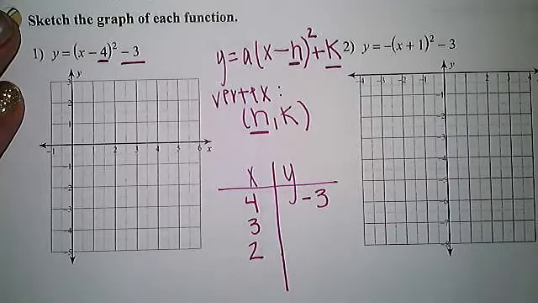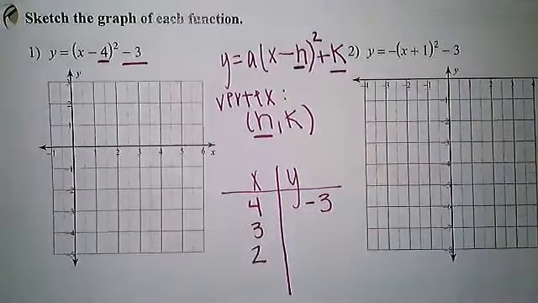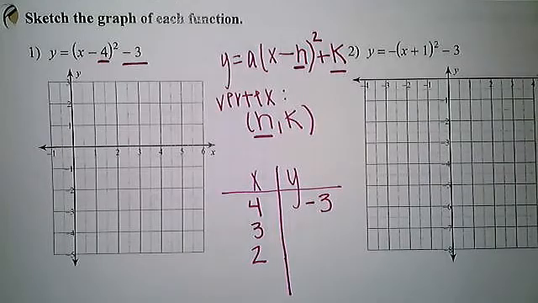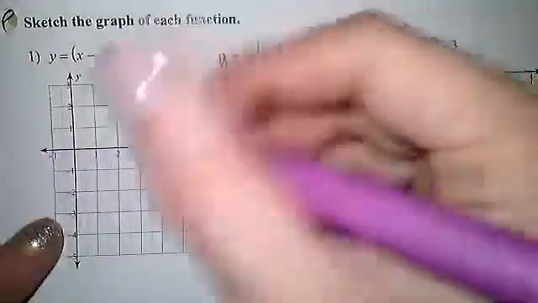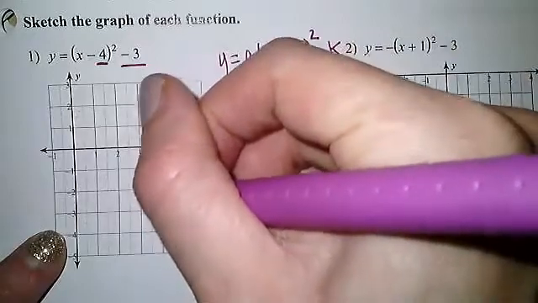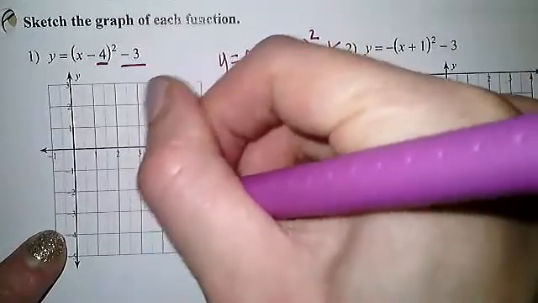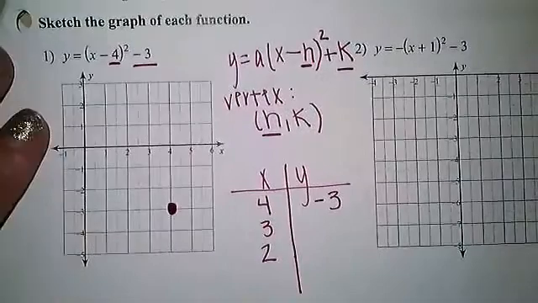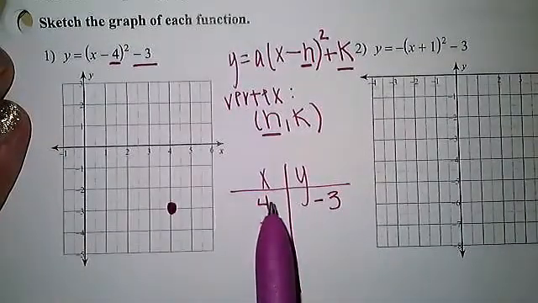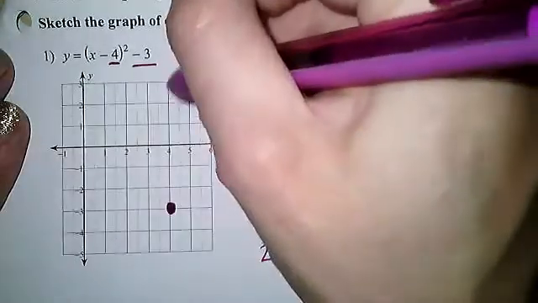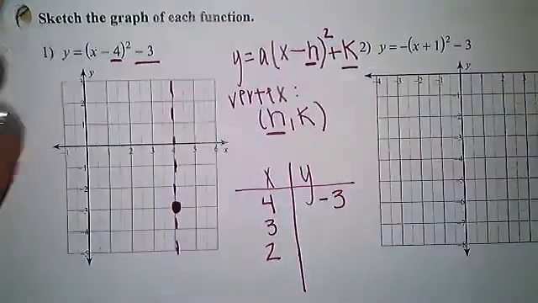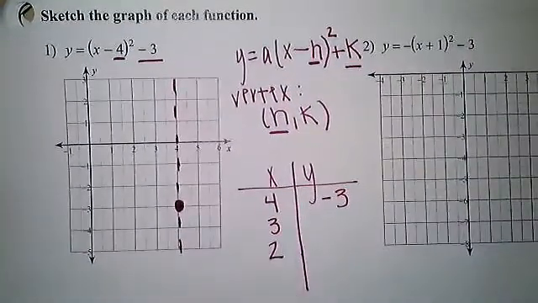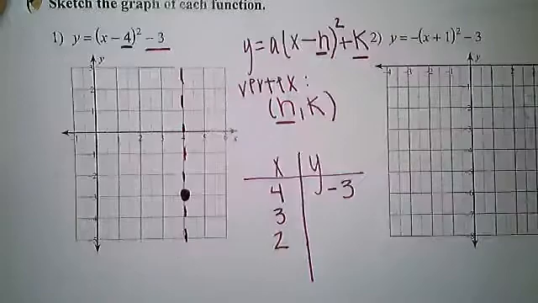So we do the same thing we did last time, except we don't need to plug in the 4 because we already know the first coordinate is (4, -3), which we can go ahead and put on there. Does anyone know what our axis of symmetry would be based on our very first x value? Is it 4? Yep, so we can draw our dotted line through there. And now we only have to plug that 3 and that 2 in.